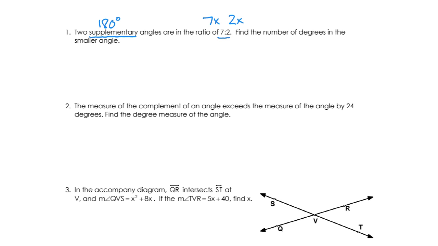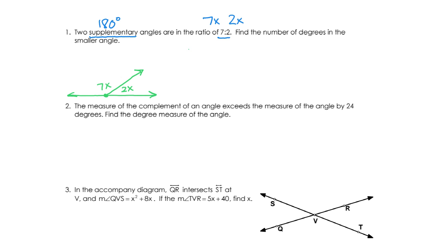So what's happening is that we have two angles that add up to 180 degrees. So you can think of a straight angle. And we're going to separate that straight angle into two angles. And we're going to call this one 7x, and we're going to call this 2x. So it says two supplementary angles are in the ratio of 7 to 2. We'll find the number of degrees in the smaller angle.